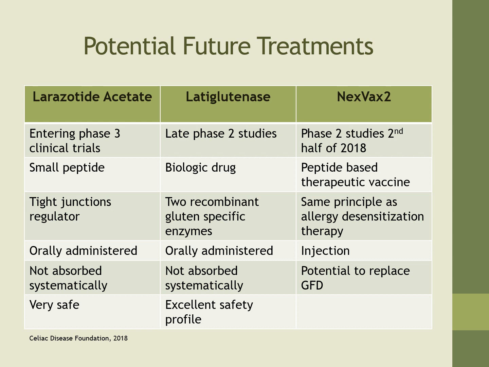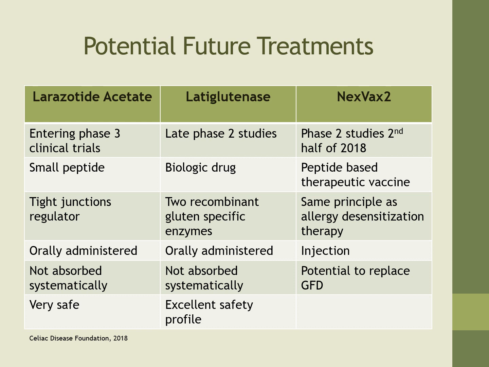Latiglutenase is a promising new drug in late phase 2 studies. It comprises 2 enzymes which work in the stomach to break down the large gluten fragments so they are no longer immunogenic. Latiglutenase is not systemically absorbed. It comes in a powder form, needs to be diluted, and taken orally with meals. It is to be administered as an adjunct to a gluten-free diet.